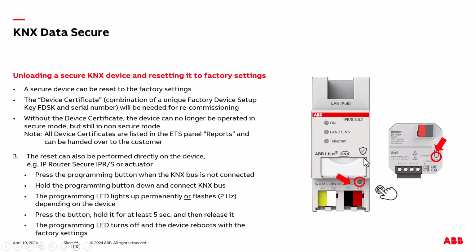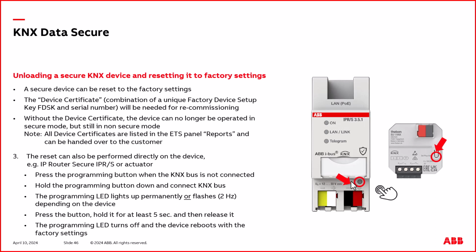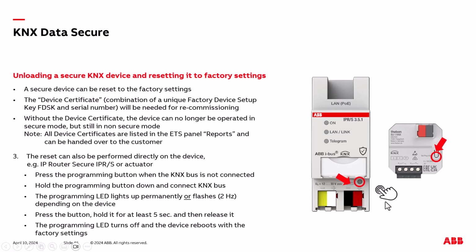See here the secure icon, or here in a switch actuator, you go to the device, you disconnect the KNX bus, remove the KNX bus, you press the programming button, press and hold it, and connect the KNX bus voltage again. So the device starts up, the LED flashes or goes on, it depends on the hardware or the manufacturer, and after 5 or 6 seconds you release the programming button, and then the device goes back into factory reset. It makes a reboot and has the default address 15.15.255.